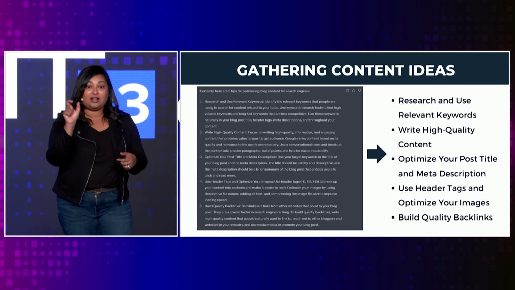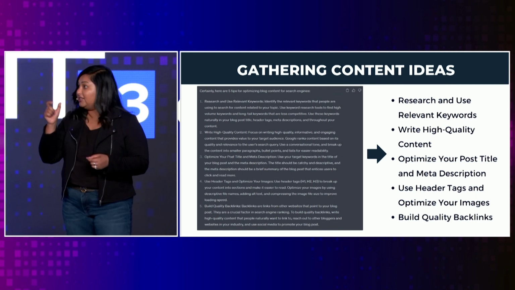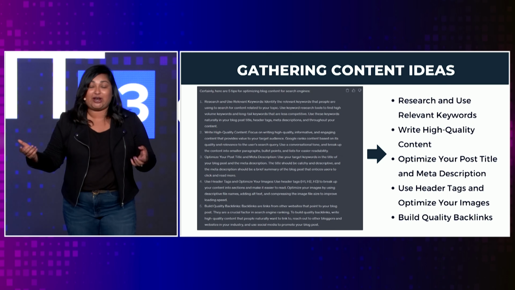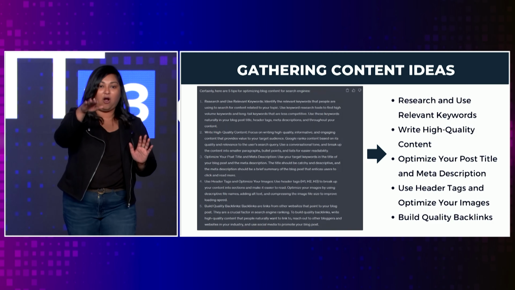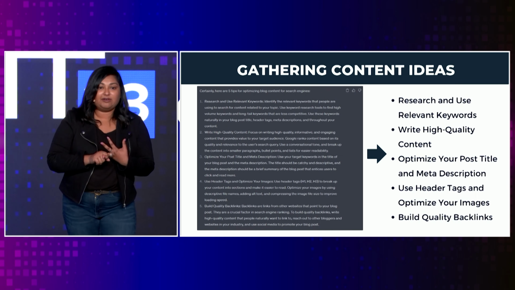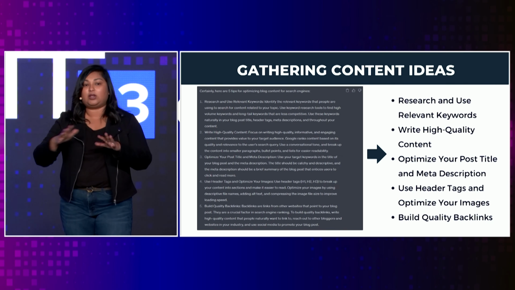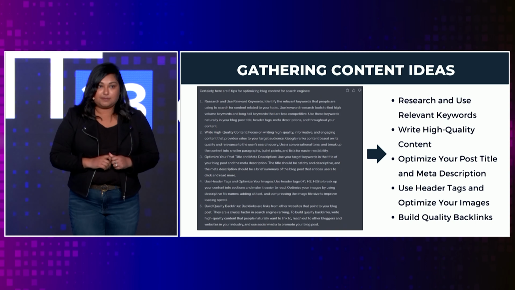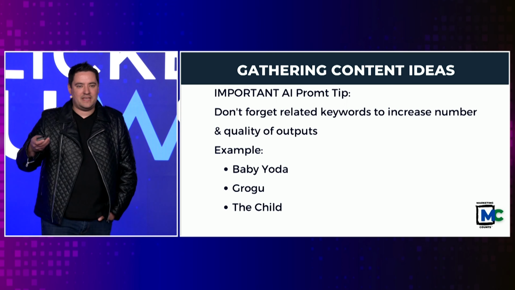And not only did it give me the 5 different content ideas, but it also explained each one of them, which is great. But I didn't want all the explanation. So I just took out the 5 different things: research and use relevant keywords, write high-rated content. So I just took those out. Yep, and these are the 5 things that she keyed in on that came from that.